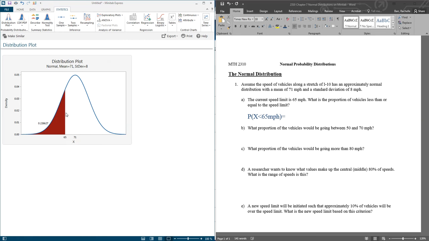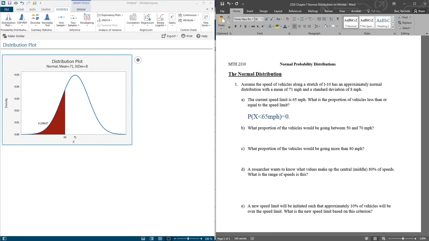And just like with the binomial and the geometric, it's shaded for you the area that you're interested in. That red section is your probability, and just above it will be the value of that area. So it turns out this happens 0.2266, or 22.66% of the time. So about 22%-ish of people, rounding terribly, go under the speed limit.